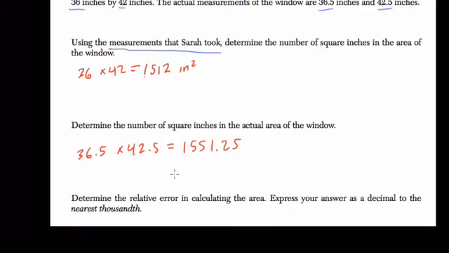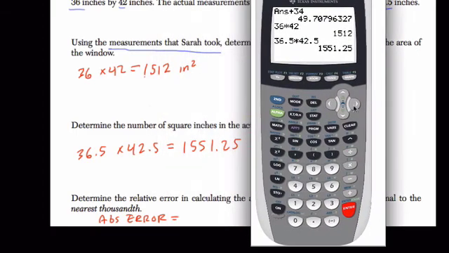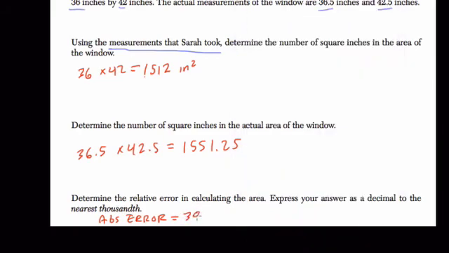1551.25. Determine the relative error. Well, absolute error, if they ever ask you that, is just the absolute value of the difference of these two. In other words, subtract the smaller from the larger, right, to get a positive result here. So it's 1551.25 minus 1512. So this is literally, how many square inches were you off by? 39.25 square inches.